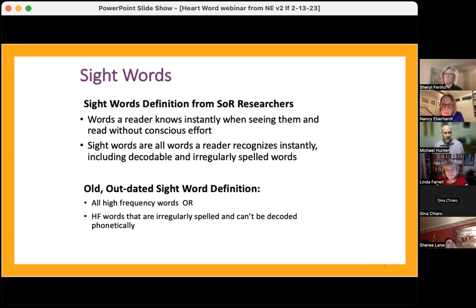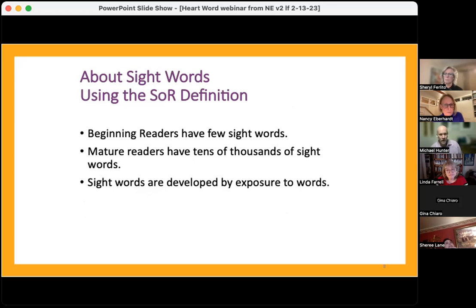And we were trying to clarify some definitions here. So we now want to think about the science of reading sight word. Beginning readers are not going to have a lot of sight words because they're just learning to read. They've not had time to be exposed to a lot of words and to own those words yet. And that's the process of learning to read, where they're going to start building this huge, ultimately, sight word bank that the mature or proficient, experienced readers have.